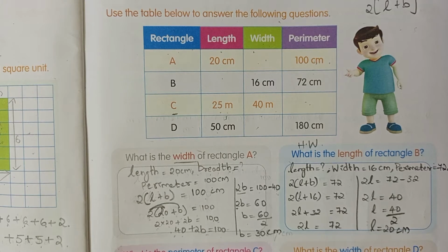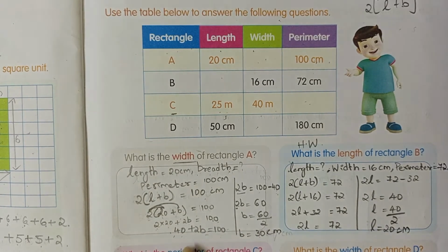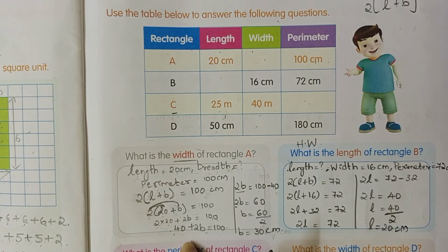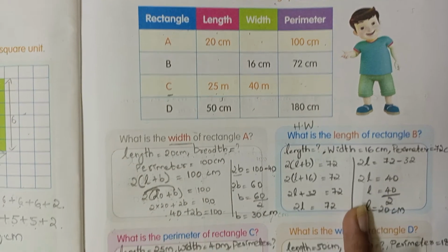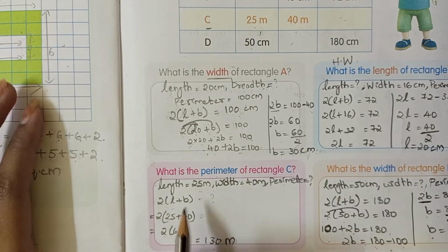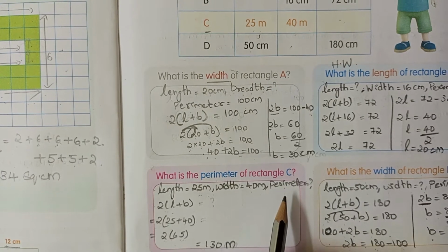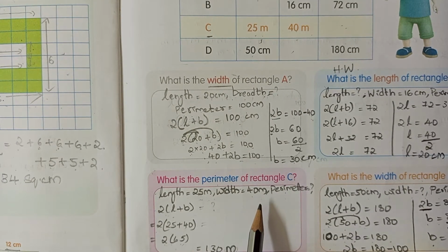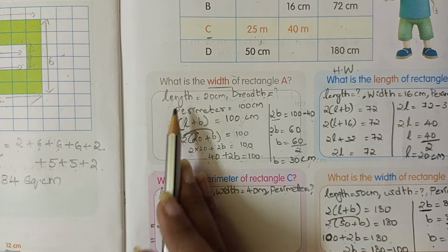See the first one. I already told this sum in yesterday's class. I gave this sum as homework. See the third sum. What is the perimeter of rectangle C? We have to find out the perimeter of the rectangle C.